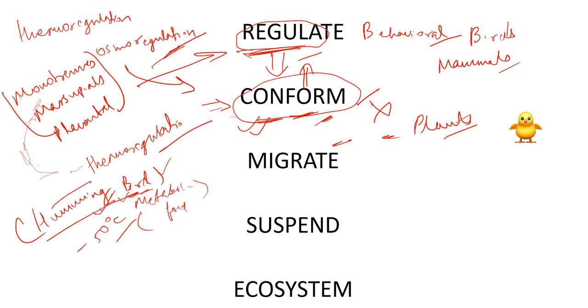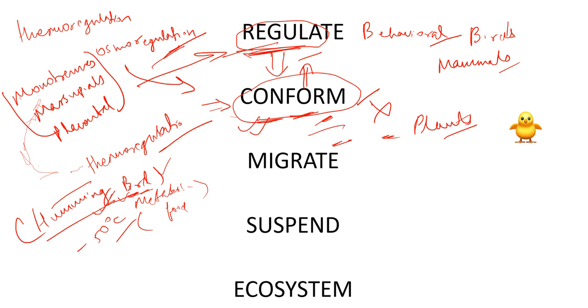So this is one reason why some species only conform and cannot regulate, because regulation is very expensive. For doing regulation under certain circumstances, you need a whole lot of energy, a whole lot of metabolism, and that is not possible for all species. Okay, friends. So some species are going to regulate, some are going to conform, and some are going to partially regulate and partially conform. So this is the scenario, friends.